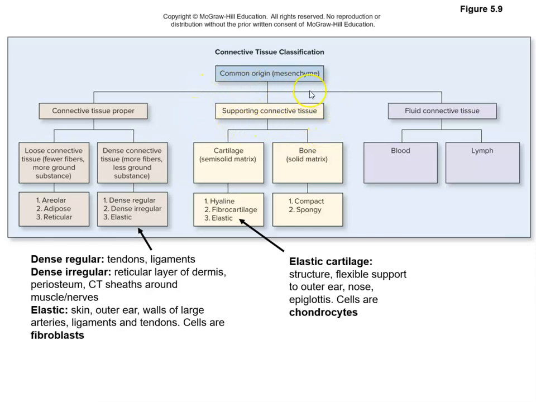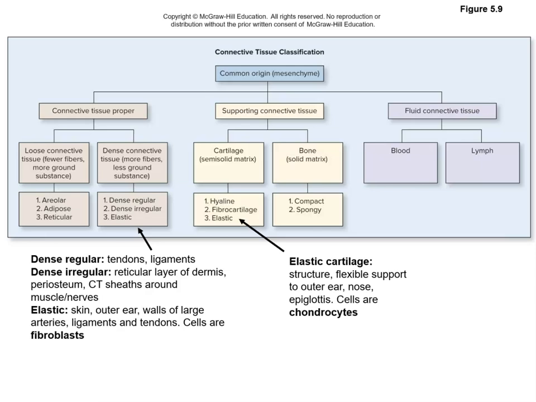Okay, and then going back up here, you've got your second classification of connective tissue: the supporting connective tissue. So this is going to be cartilage and bone. In cartilage, you have a semi-solid extracellular matrix, and in bone, you have a solid matrix. One thing I want to point out is that you have elastic cartilage, but you also have elastic dense connective tissue, right? The way to keep these separate is that in elastic dense connective tissue the cells are fibroblasts, whereas in elastic cartilage the cells are chondrocytes.